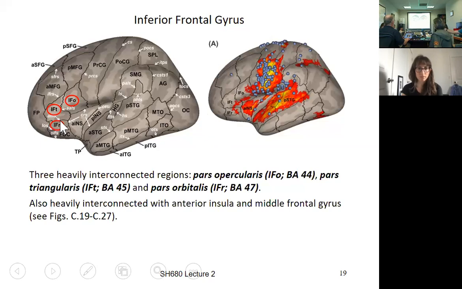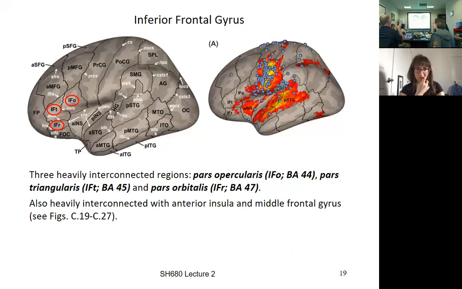They're heavily interconnected with the anterior insula, which is no surprise since they border those areas. And they're also heavily interconnected with the middle frontal gyrus. Middle frontal gyrus has some working memory related stuff in this inferior frontal sulcus. And there's also a lot of word access that seems to involve middle frontal gyrus. So when you have to pull out a word in a picture naming task, for various classes of word, it appears that middle frontal gyrus is involved in that.